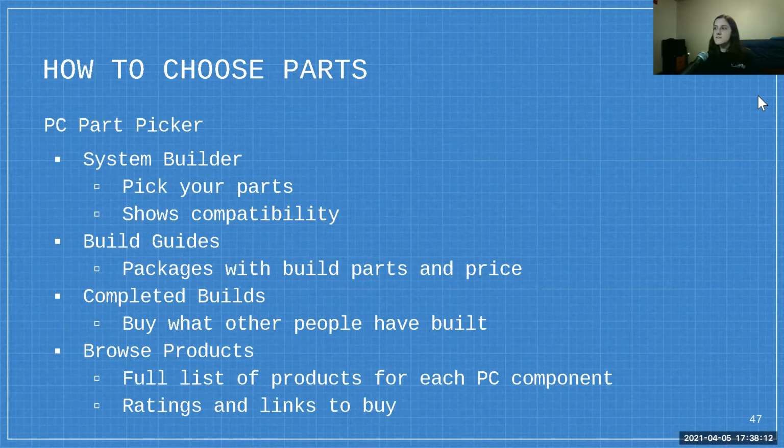So that's really cool. It also has build guides, which are packages that are priced out at different price points, and they already have all of the parts that you're going to need. You can just buy one of those packages, and then you get it and it's going to work and you can complete your first build that way. And then people also sell their completed builds on this site, and you can browse a full list of products by each PC component. They will give you things like ratings and links to buy them. And also a really cool feature is it'll give you the price over time. So PC Part Picker is definitely a great site to use, and we used it extensively in picking out this PC.